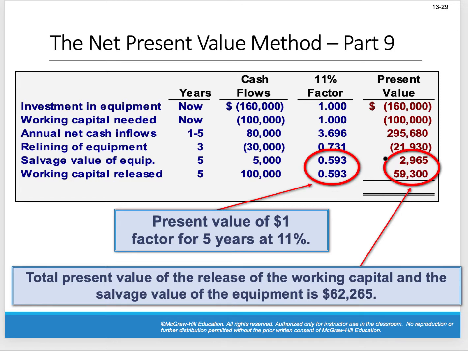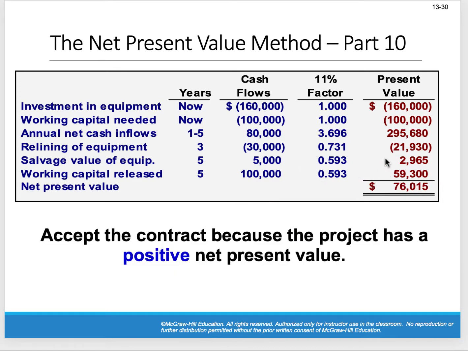The total present value is $76,015. There is a positive net present value, meaning when we take all those future payments that are going to happen in different years over the life of the project, we bring them back to today's dollars and we sum them up. If we have a positive number, which we have, $76,015, we're going to accept that project.